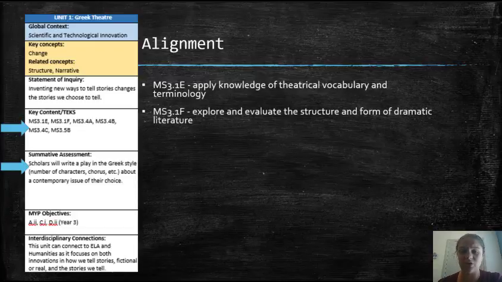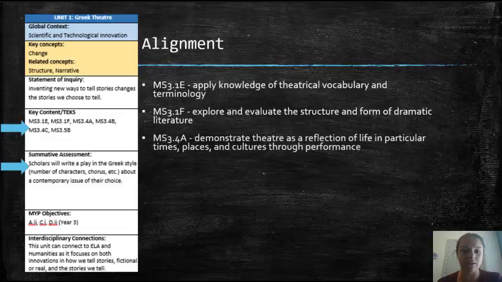Exploring and evaluating the structure and form of dramatic literature. Anytime you read or write or create a performance, you can use this TEKS. So since they are writing a script, they are exploring the structure and form of dramatic literature.